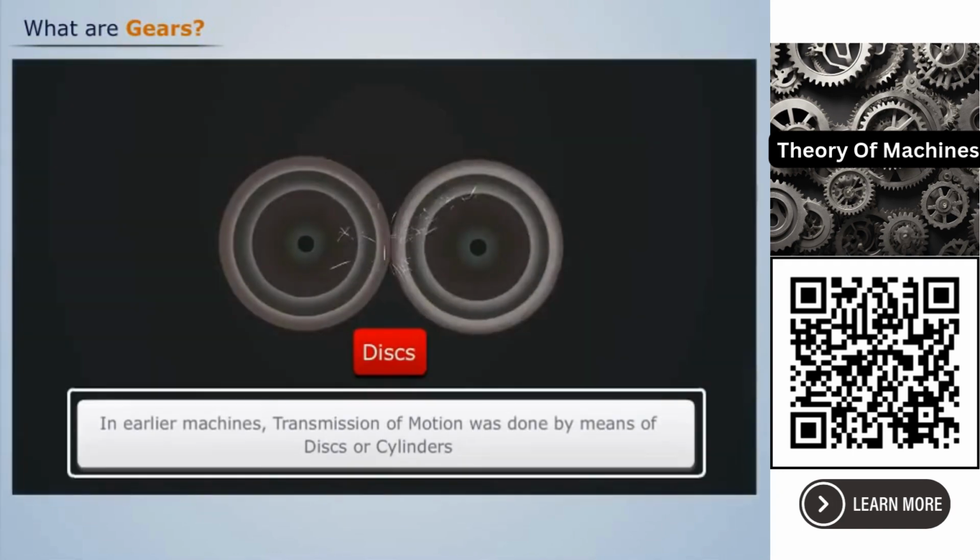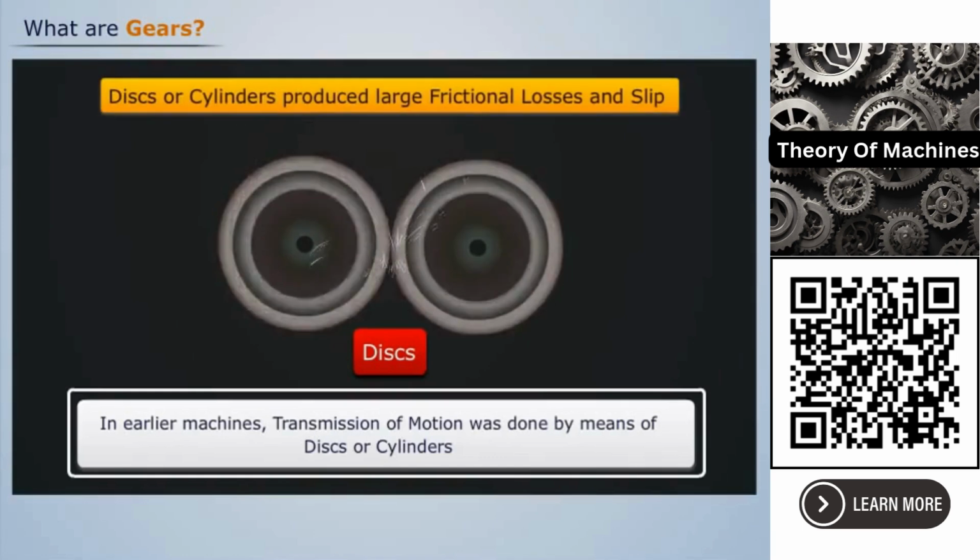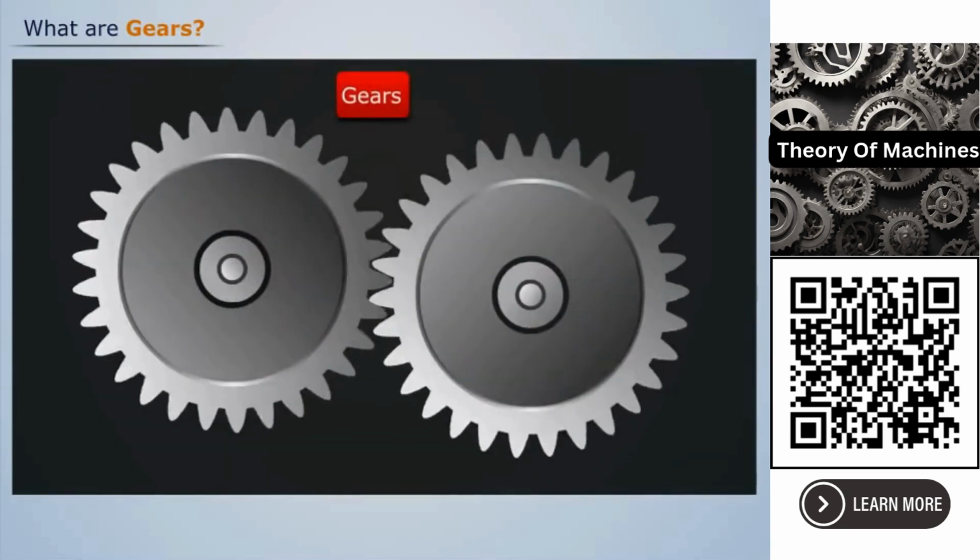In earlier machines, transmission of motion was done by means of discs or cylinders. Their main disadvantage was that they produced large frictional losses and provided slip. So they were considered highly inefficient. In order to ensure transmission of motion with minimal losses and without any slip, discs were replaced with gears.